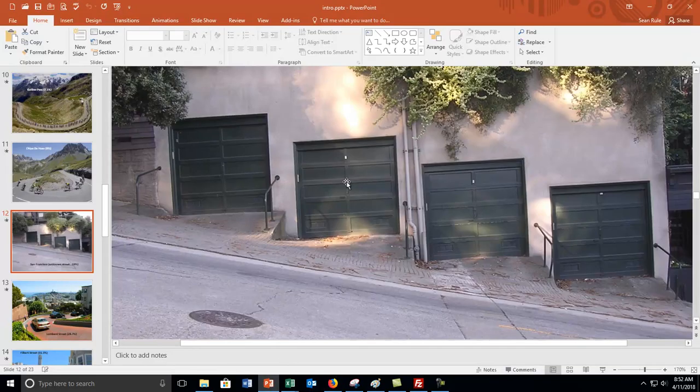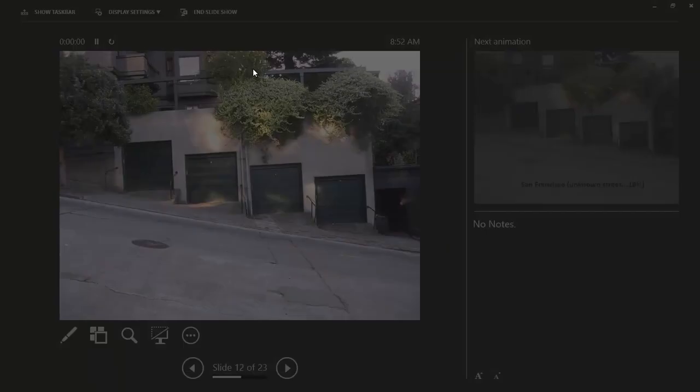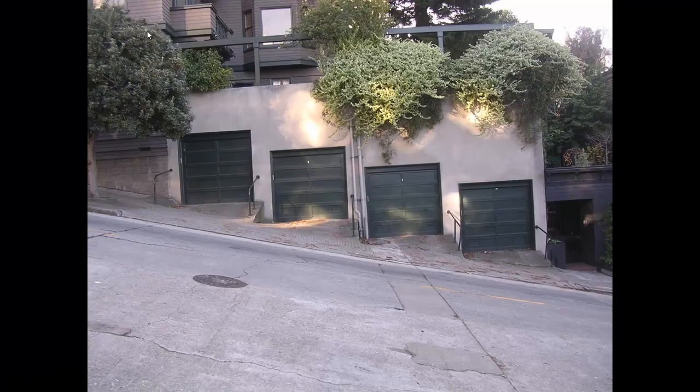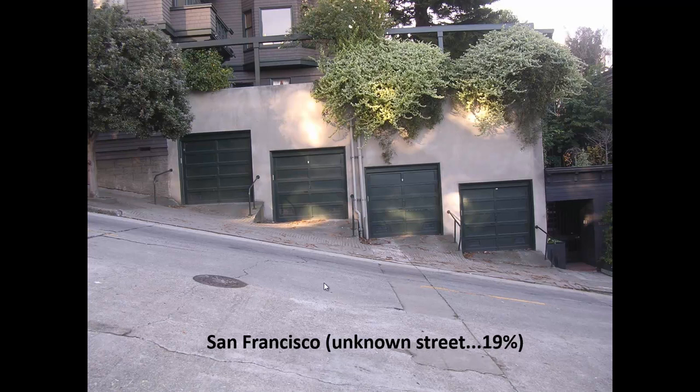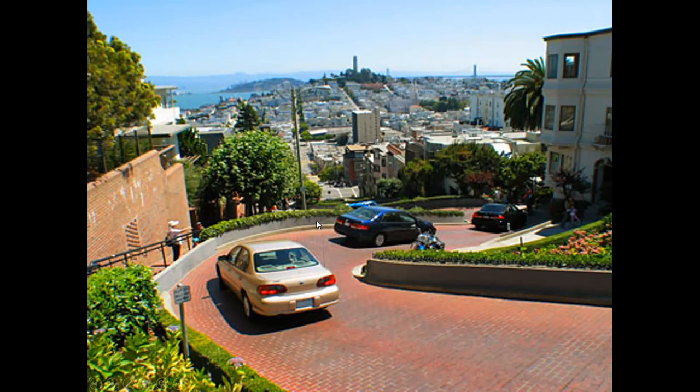So when I did this calculation the first time over here on the actual PowerPoint, I put 19. This time I got 22. It's probably all due to how precise or how imprecise I drew, but they are definitely within the same ballpark of each other. 19, 22%, right around 20%, somewhere in that neighborhood. So that's a pretty steep street, but San Francisco has plenty of steeper ones.